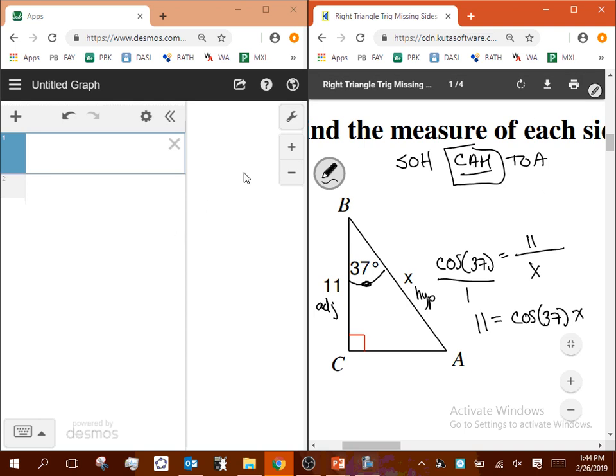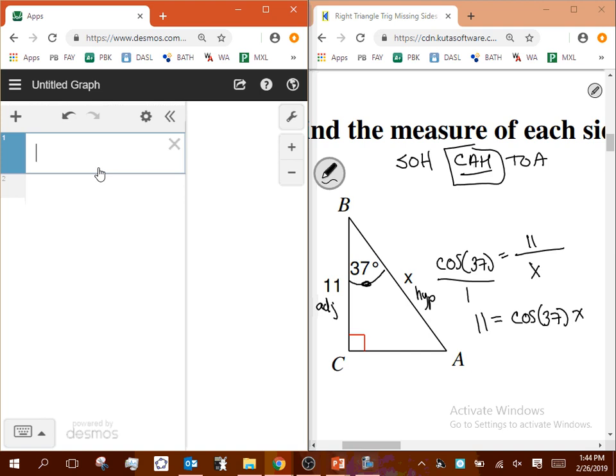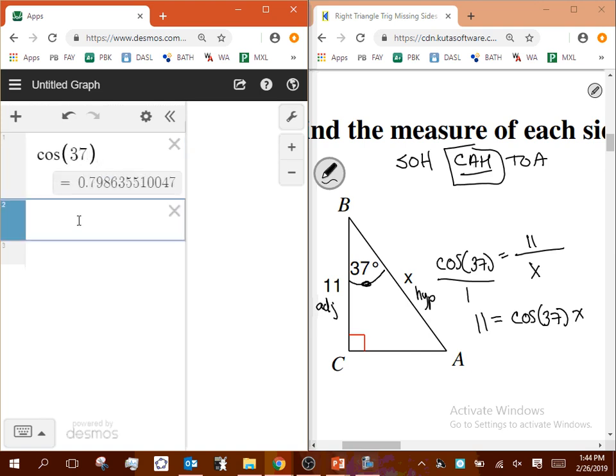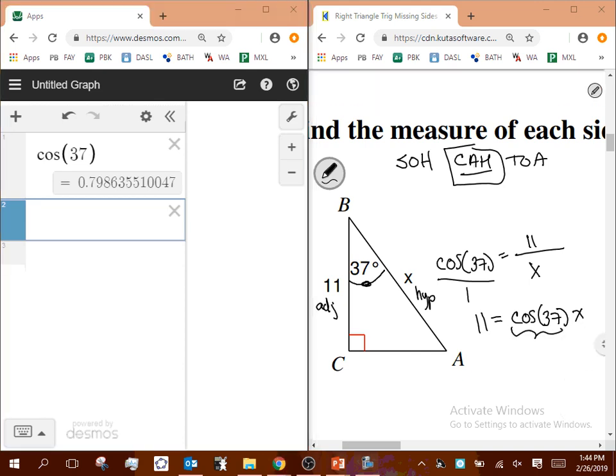Okay, so you just read off some random decimal, right? No, it's not random. That one right there, right? 0.798. So that is actually what this symbol is standing in for. 0.798635510047, and that actually goes on forever, okay, times x. So what would you do to both sides of this equation if you were trying to solve for x? Yeah, you would divide by that number, right?